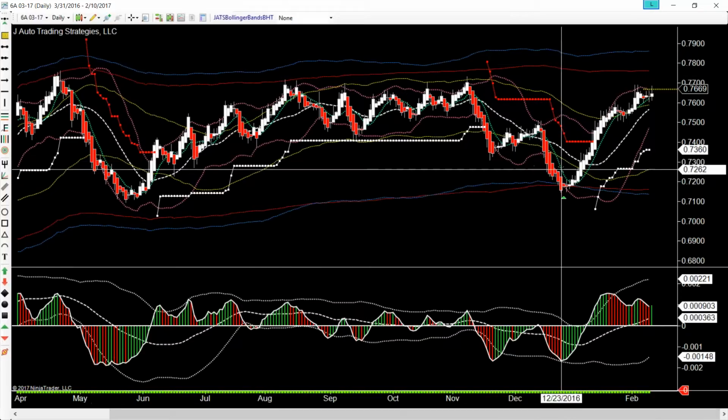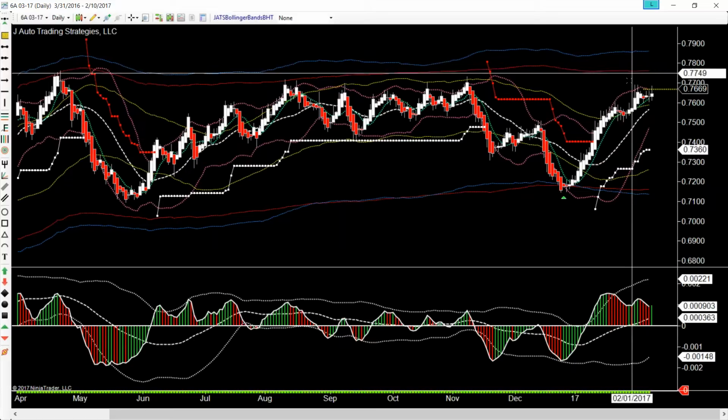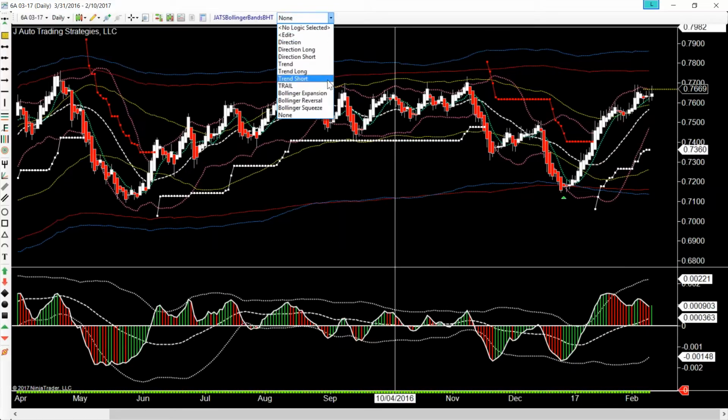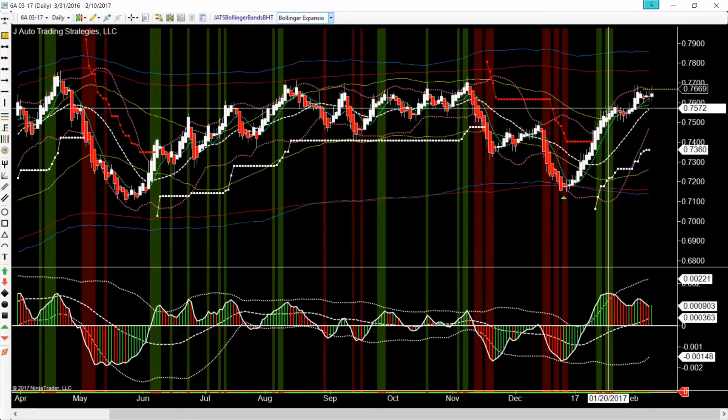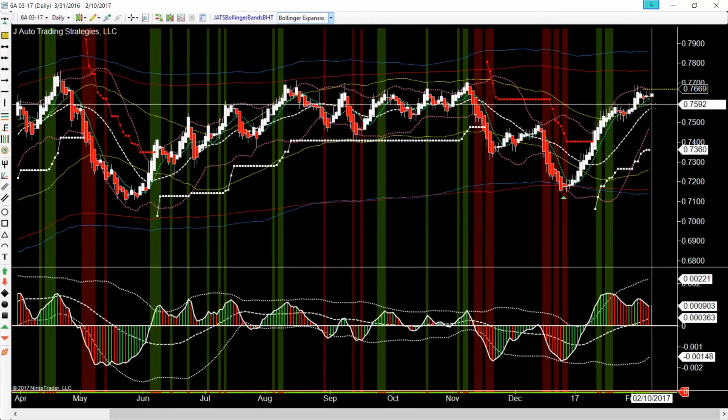You can trade this several different ways. You can use these as support resistance, or when they break out, like the 6A is doing now with this expansion right here, it just keeps running until it turns around.